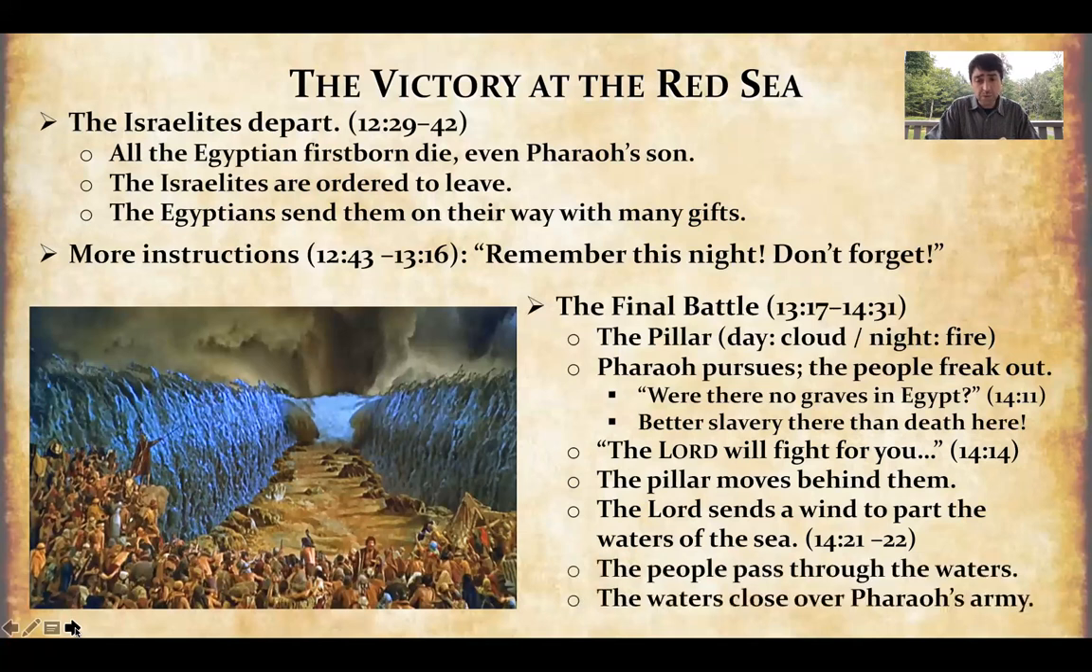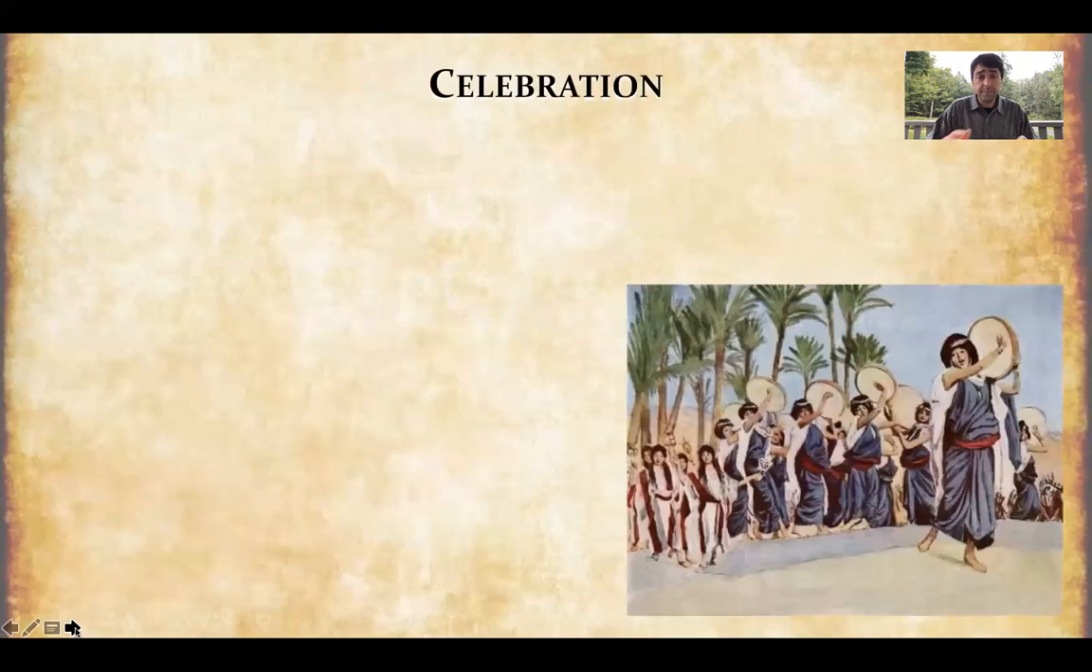The people pass through the waters, and then, of course, once the people are through, Pharaoh chases them into that water, and the waters close back over, and all of Pharaoh's army is drowned. And what ensues then is a great celebration. So the people have been saved. They're out of Egypt. They have escaped. Pharaoh's army has been destroyed, and they are astonished.